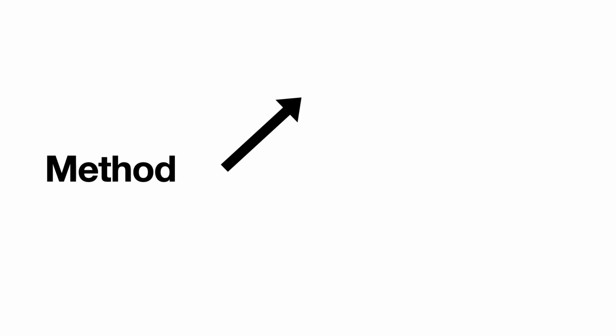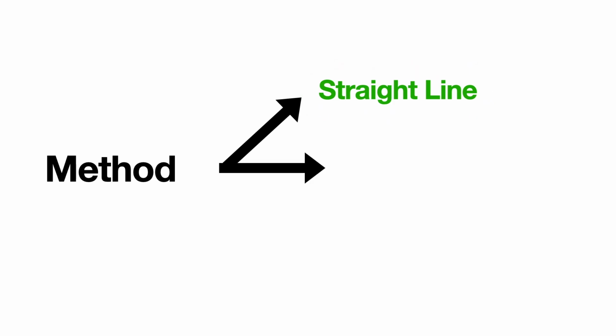Depreciation method. There are 3 depreciation methods. Number 1 is straight line. Number 2 is reducing balance method. And number 3 is revaluation.